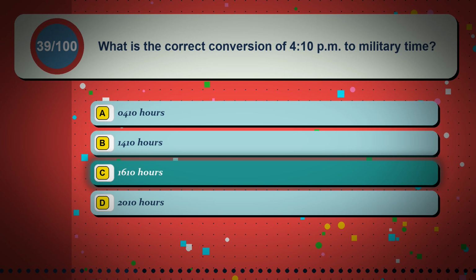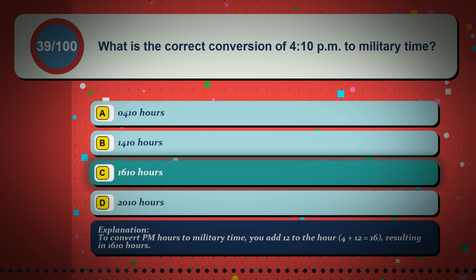The correct answer is option C, 1610 hours. To convert p.m. hours to military time, you add 12 to the hour. 4 plus 12 equals 16, resulting in 1610 hours.